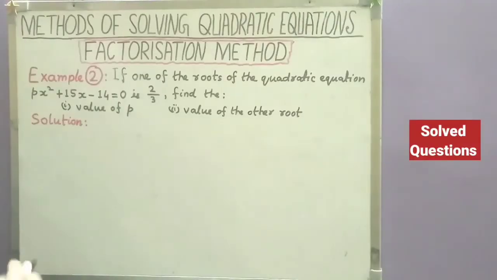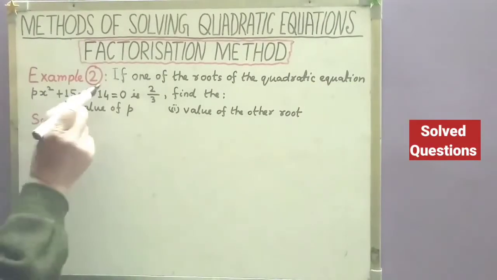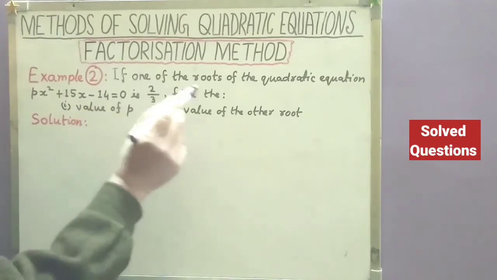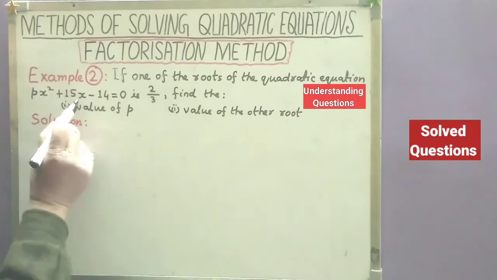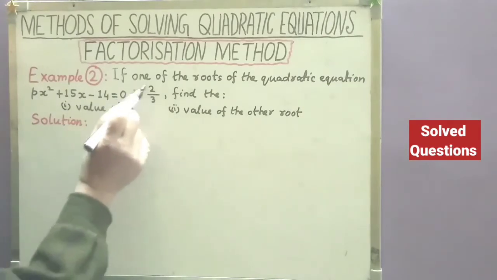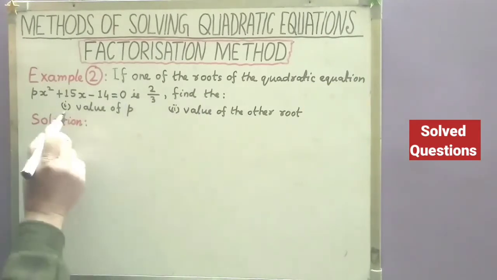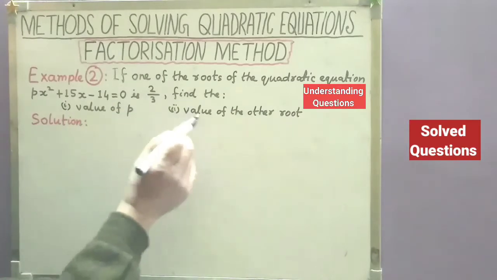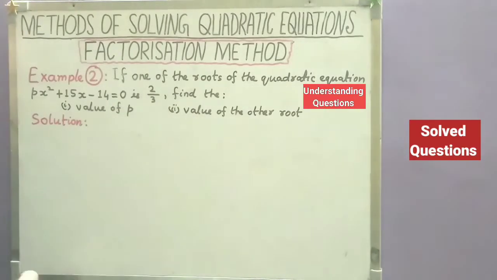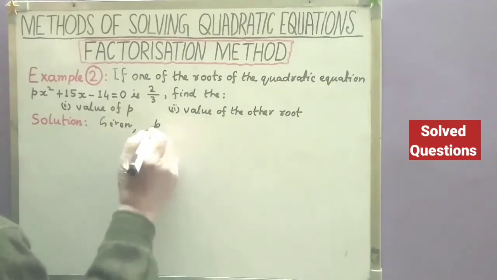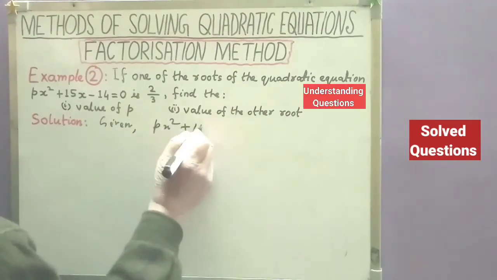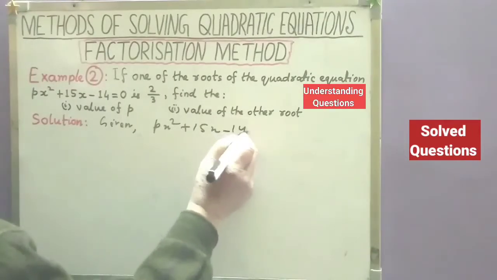That's your answer. Example 2. If one of the roots of the equation px square plus 15x minus 14 equal to 0 is 2 by 3, find the value of p and the value of the other root. Let us solve this question. Given px square plus 15x minus 14 equal to 0.